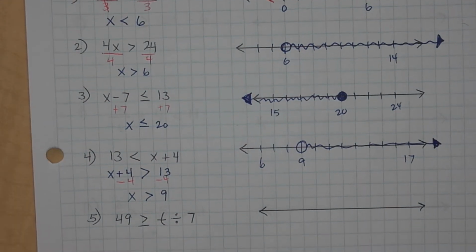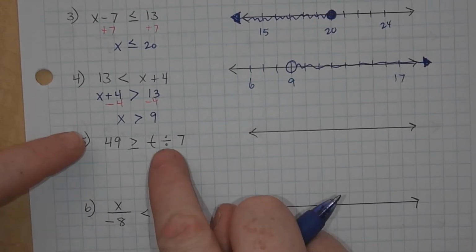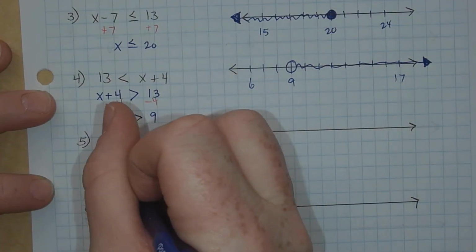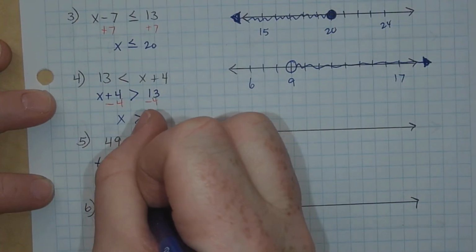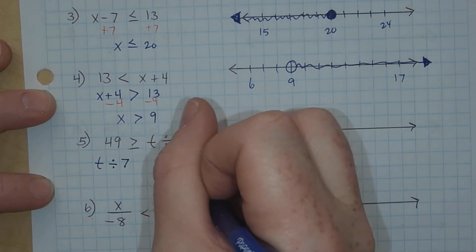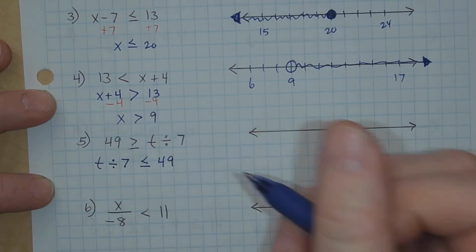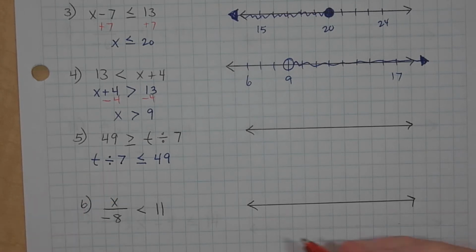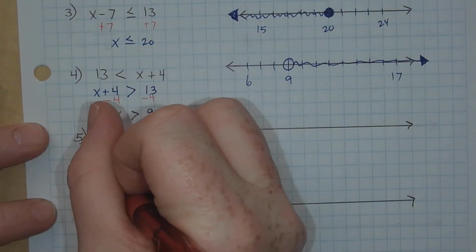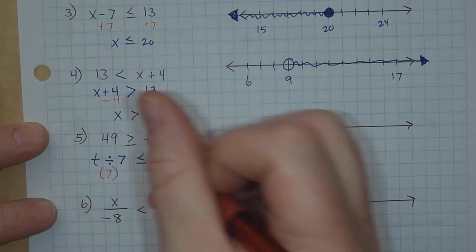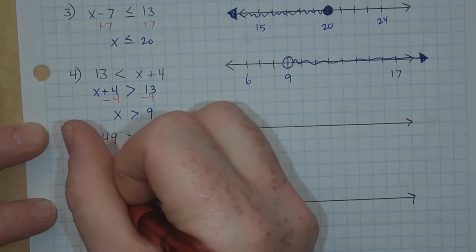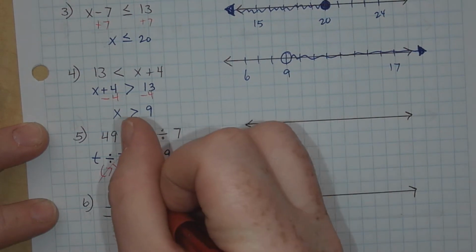All right, number 5. Same thing here. I would switch them around so you don't get confused later. So I would put t divided by 7 over here, 49 over there, then I'd flip it over. Now, what's the inverse operation? Dividing by 7, so we're multiplying by 7, right? So we're going to multiply both sides by 7. This times 7, this times 7. This is going to cancel out. I've got t left over.